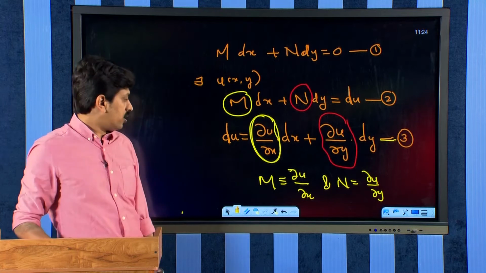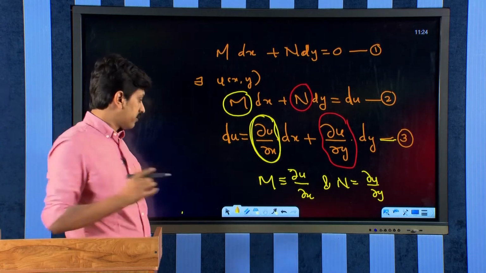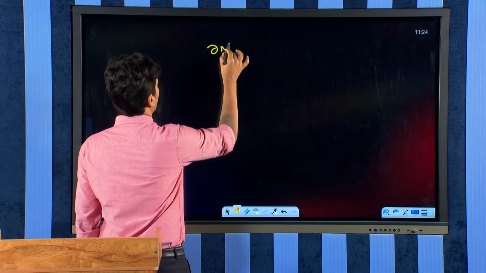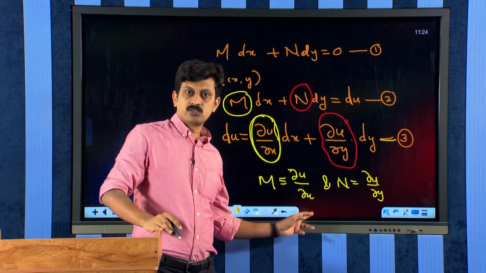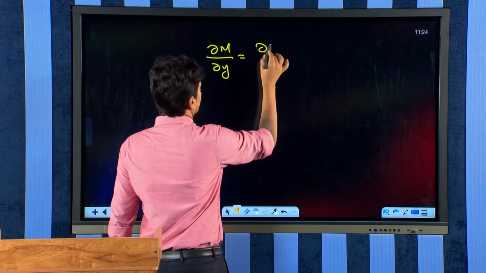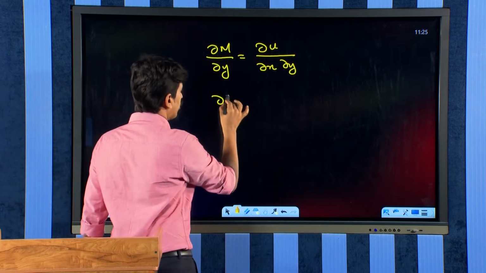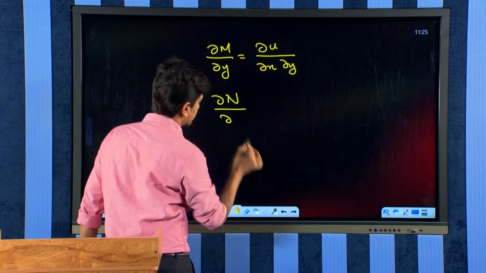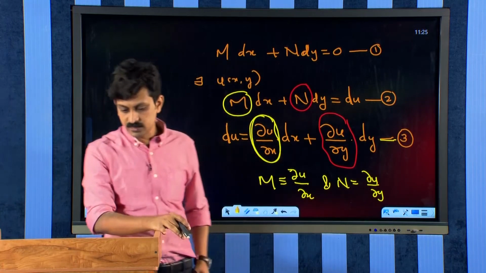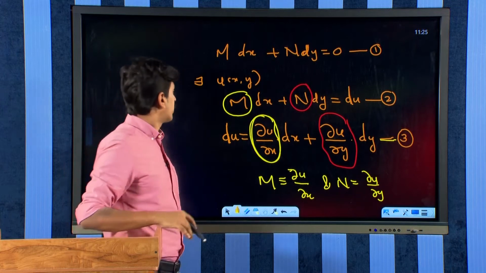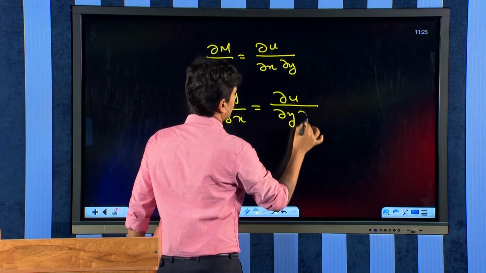So, from there we can say that ∂M/∂y, since M is equal to ∂u/∂x, is equal to ∂²u/∂x∂y. Similarly, for ∂N/∂x, we already know that N is equal to ∂u/∂y, so ∂N/∂x is equal to ∂²u/∂y∂x.